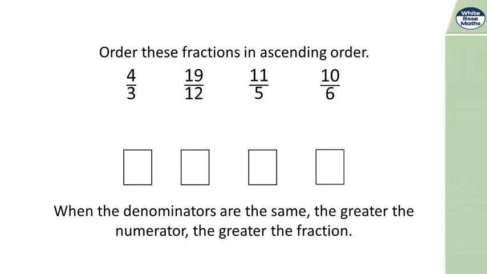Okay, this time order these fractions in ascending order. So smallest to biggest. The rule we're looking at: when the denominators are the same, the greater the numerator, the greater the fraction. So have a think, how can you make those denominators the same? Might be different ways to do it, and then you'll be able to compare it. So how do we make the denominators the same?